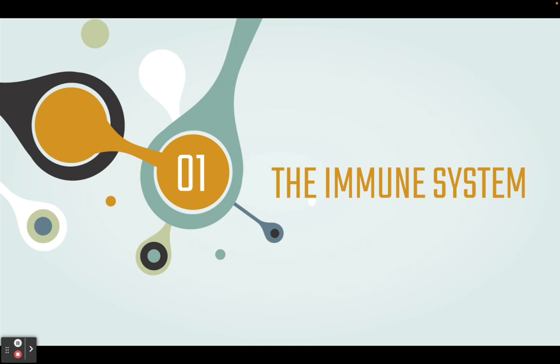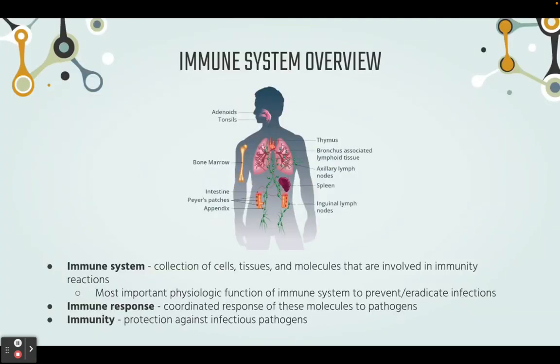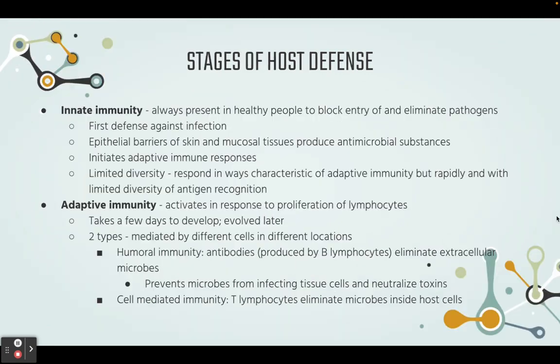So, first off, what even is the immune system? For a quick overview, the immune system is a collection of cells, tissues, and molecules that are involved in immunity reactions, which is basically your body's response after it's exposed to a virus or some sort of pathogen. The most important physiological function of the immune system is to prevent and eradicate infections. So, the immune response is the coordinated response of those cells, tissues, and molecules to the pathogens your body is exposed to. And in general, the term immunity refers to protection against infectious pathogens.